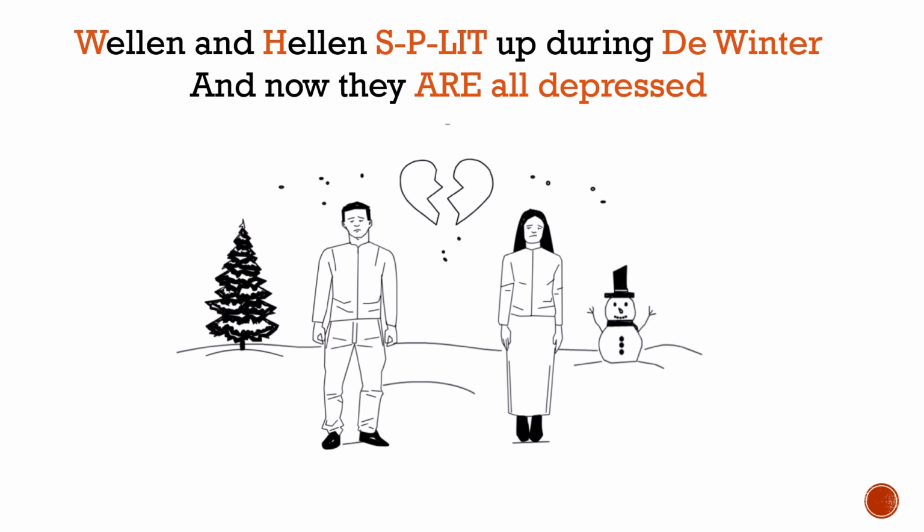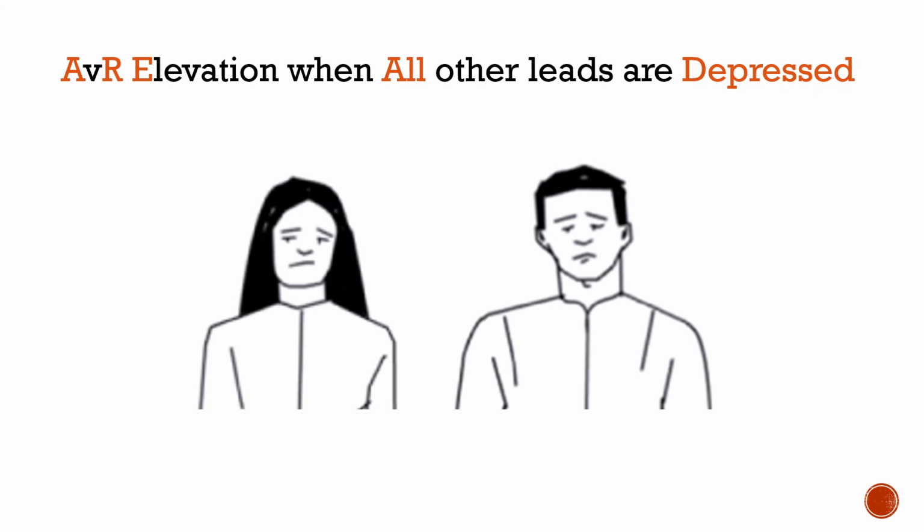Now moving back to our mnemonic, Wellens and Helen split up during the winter and now they are all depressed. Look at their faces. They're both very depressed at this point because they split up in the heat of cuffing season and more than likely will have to bear the cold winter without a boothang. But they are all depressed stands for aVR elevation when all other leads are depressed.